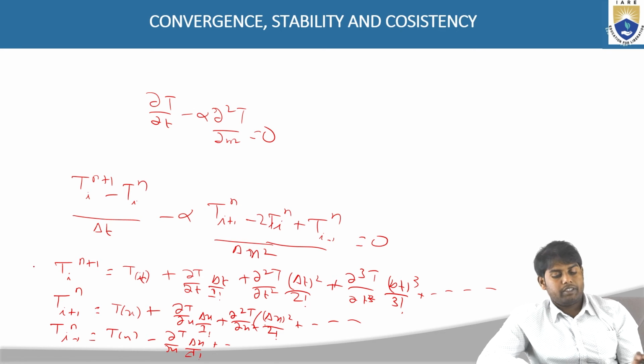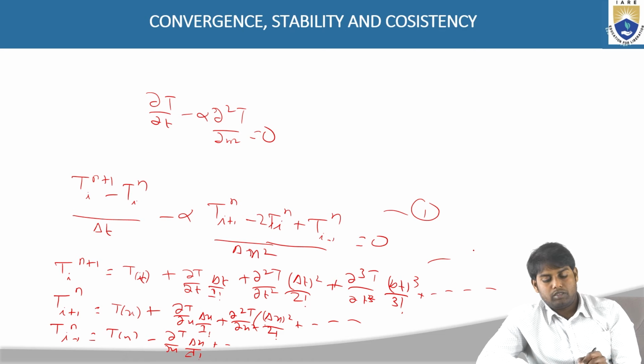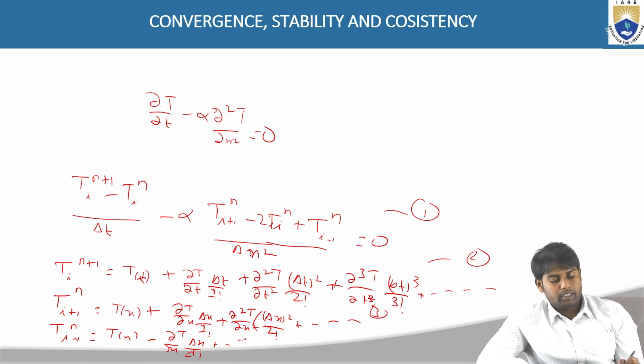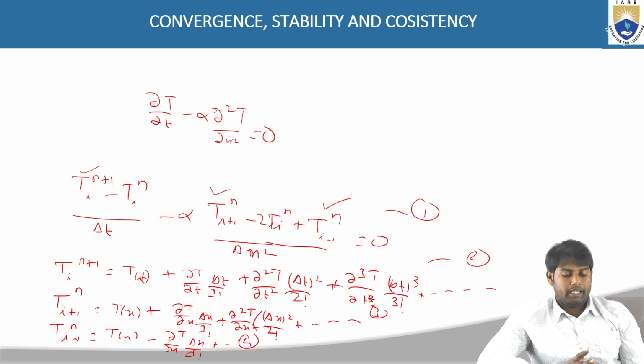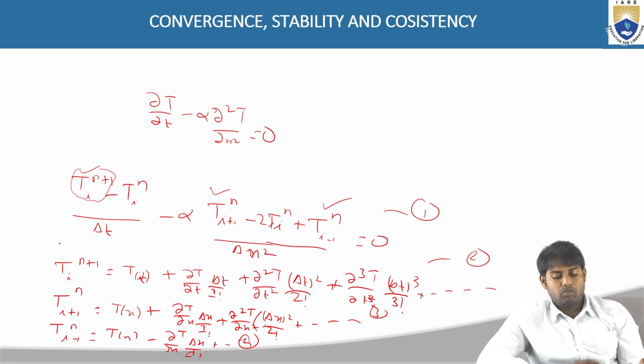Okay, so let's say this is 1, this is 2, this is 3, and this is 4. So we have 3 terms actually, 1, 2, and 3. What we need to do is expand these 3 terms in terms of Taylor series expansion. When we expand them, we get 2, 3, 4. So again we'll substitute in this equation.